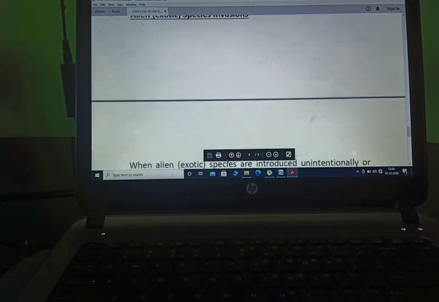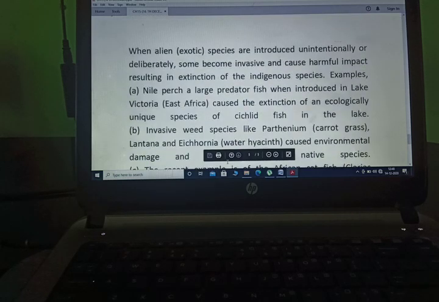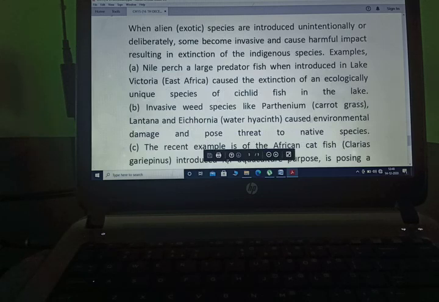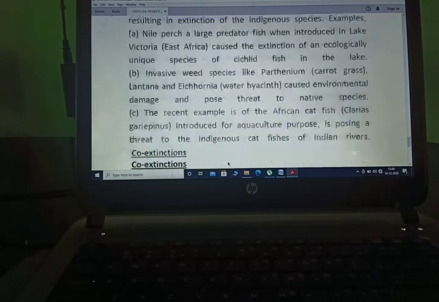Now, alien species invasion. When alien species are introduced unintentionally or deliberately, some become invasive and cause harmful impact, resulting in the extinction of indigenous species. Example: Nile perch, a large predator fish, when introduced in Lake Victoria in East Africa, caused the extinction of an ecologically unique species of cichlid fish in the lake.